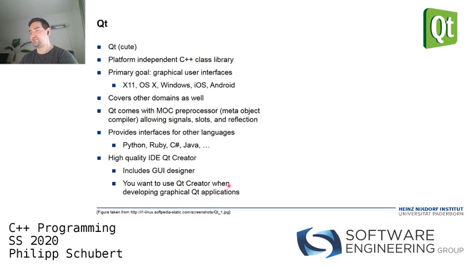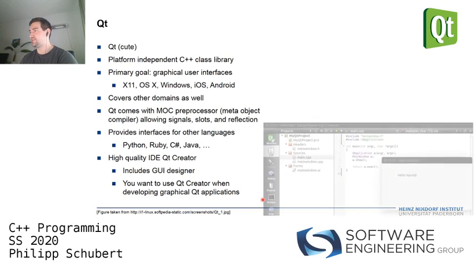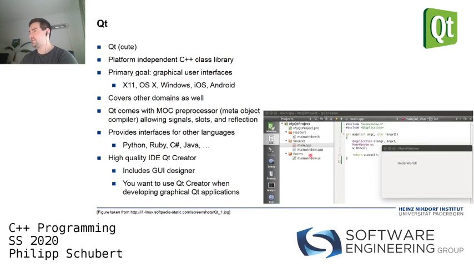You really wish to use Qt Creator when developing Qt applications. And here would be one example. This is Qt Creator. You have an application, a Qt application. You then create a main window, and you say, please show me that window. And then you have a Hello World window. So that's a small example to give you an idea how it works. For more details, you just have to look stuff up.